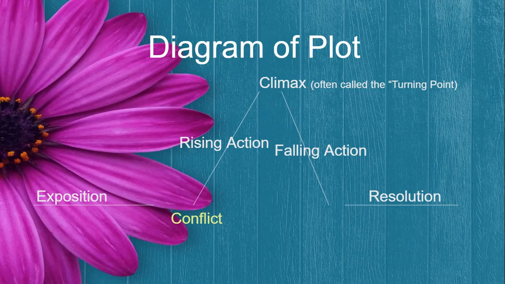Diagram of plot: the exposition, giving way to the conflict, and then we have the rising action, the climax, also known as the turning point of the story, the falling action, and then we have the resolution.